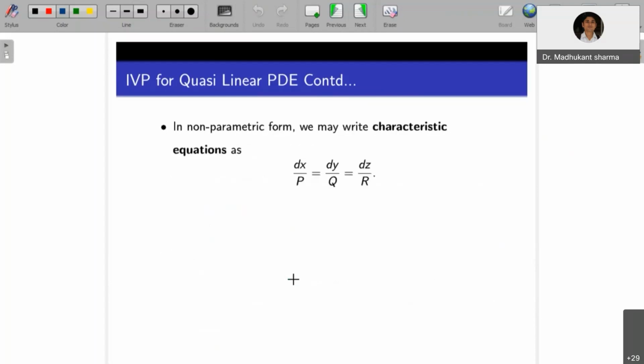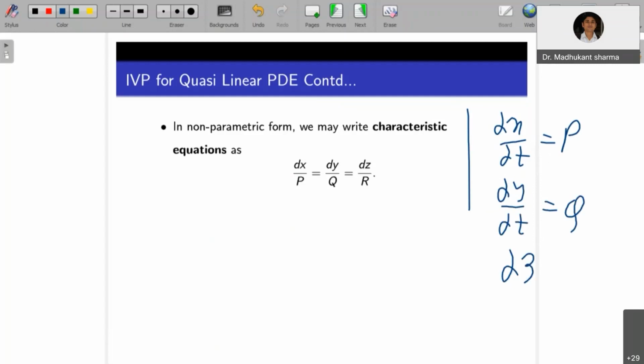Now, if you want to write the characteristic equations in non-parametric form: the parametric form was dx by dt equals P, dy by dt equals Q, dz by dt equals R. In non-parametric form, this is easy to observe: dx by P equals dy by Q equals dz by R.